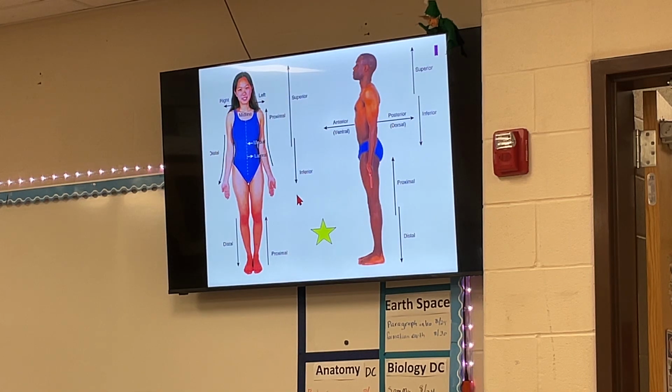Alright, so these terms are in Google Classroom. And this picture is in there showing the different orientation terms. These pictures are, you know, questionable, but kind of helpful.